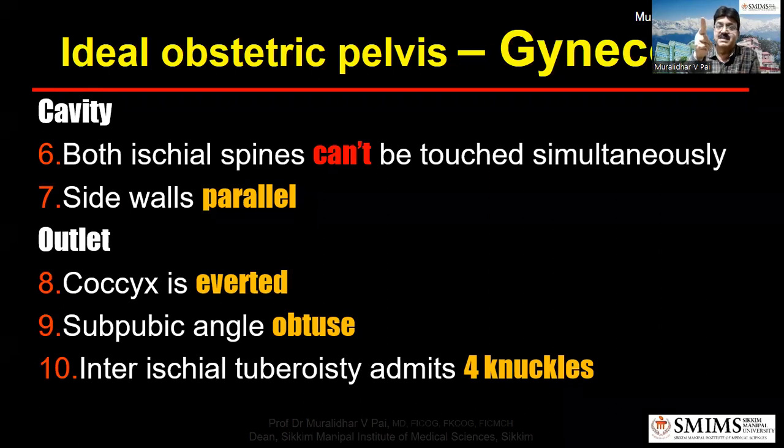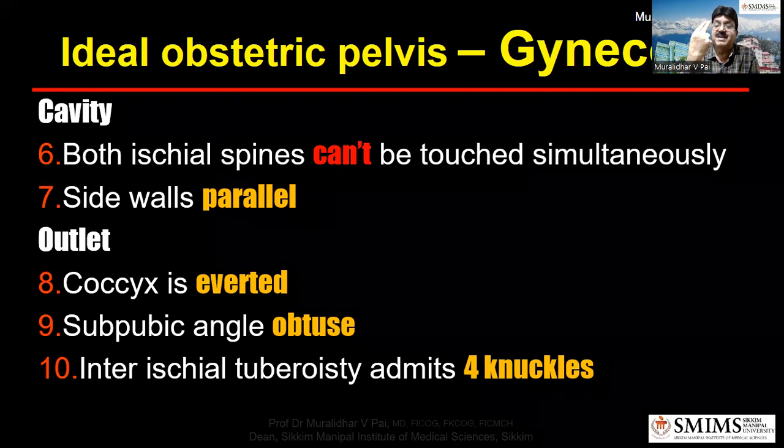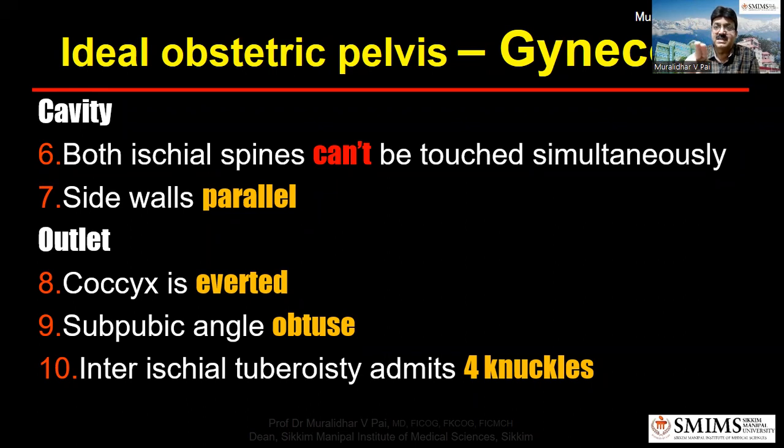Sacral promontory cannot be reached. Iliopectineal line is round and there's no beaking in the front. Outlet is assessed, inlet is assessed, and it is nice. Come back. The sacrum is well curved above, downwards, as well as sideways. When I come to the side, sacrosciatic notch admits 2 fingers. Ischial spine is everted, and when I want to touch both the ischial spines, I cannot do that. That means minimum 10 centimeters are there.